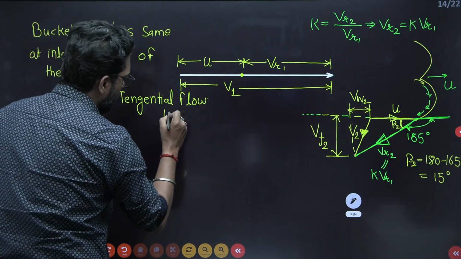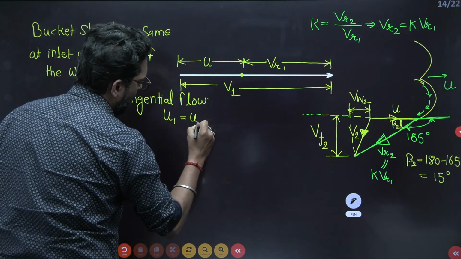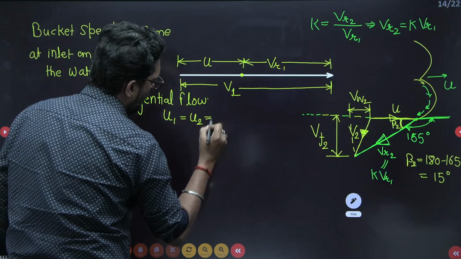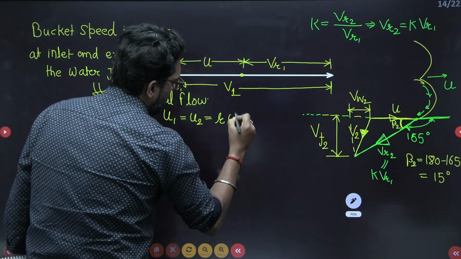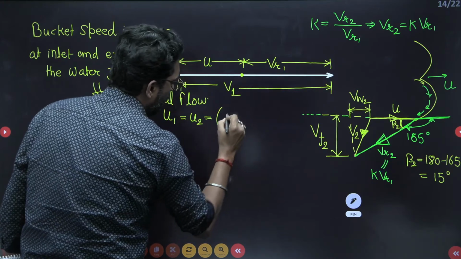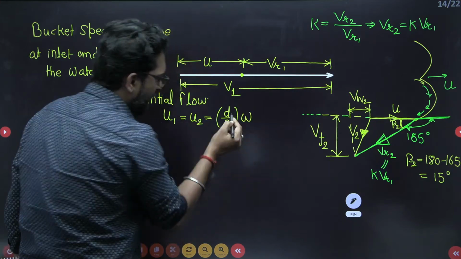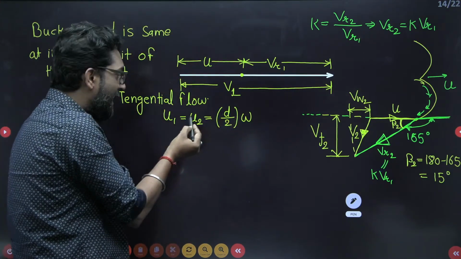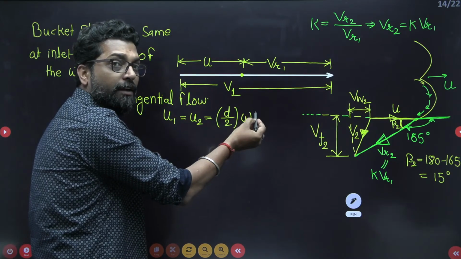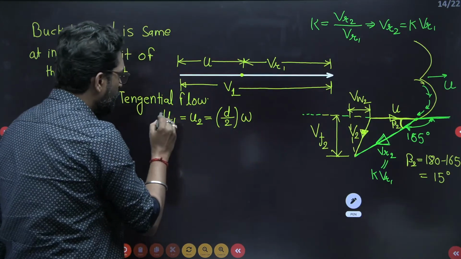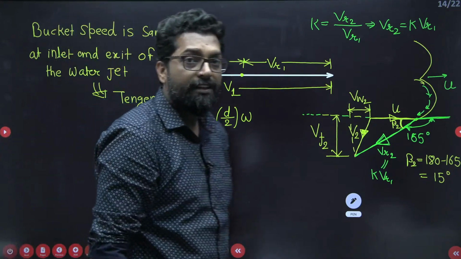That means the blade velocity at inlet to the nozzle is the same as the blade velocity at exit to the nozzle, and that is your R into omega. You can say that D by 2, diameter of the wheel, into omega. So this R is not changing either at inlet section or exit section, and omega is the speed in radian per second of rotation. So this U is fixed.